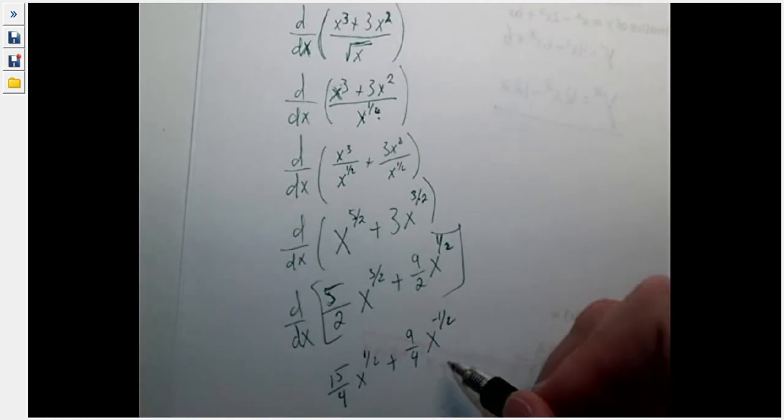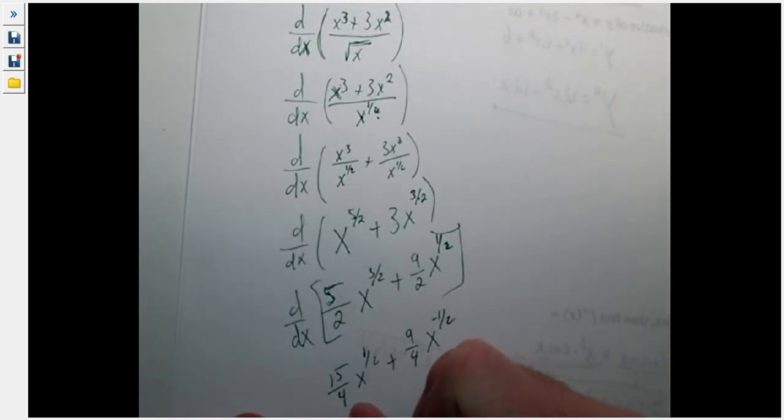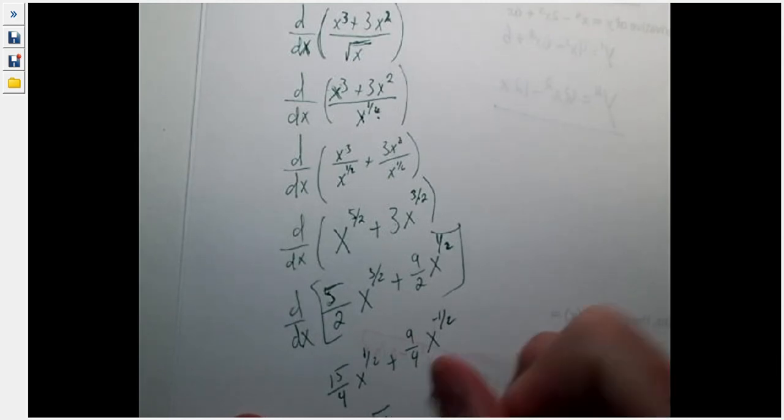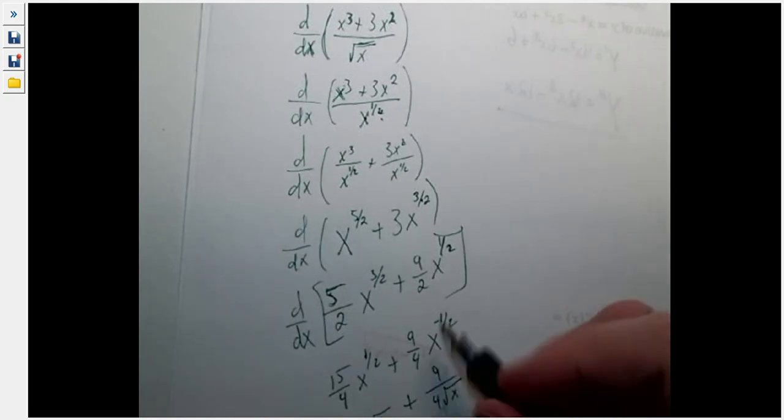And this is the second derivative. And again, we wouldn't leave it that way. We would basically change this to 15 over 4 square root of x plus 9 over 4 square root of x. And that is our answer.